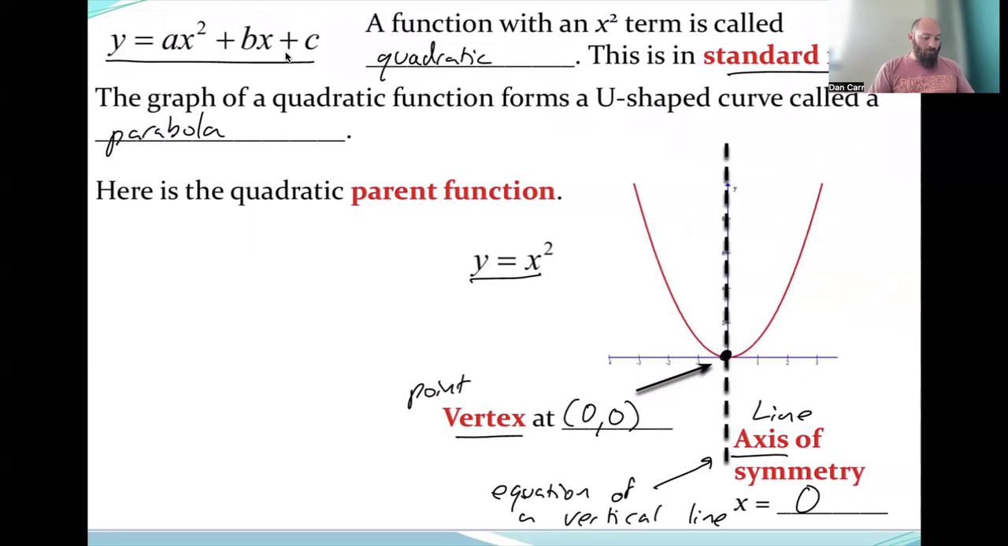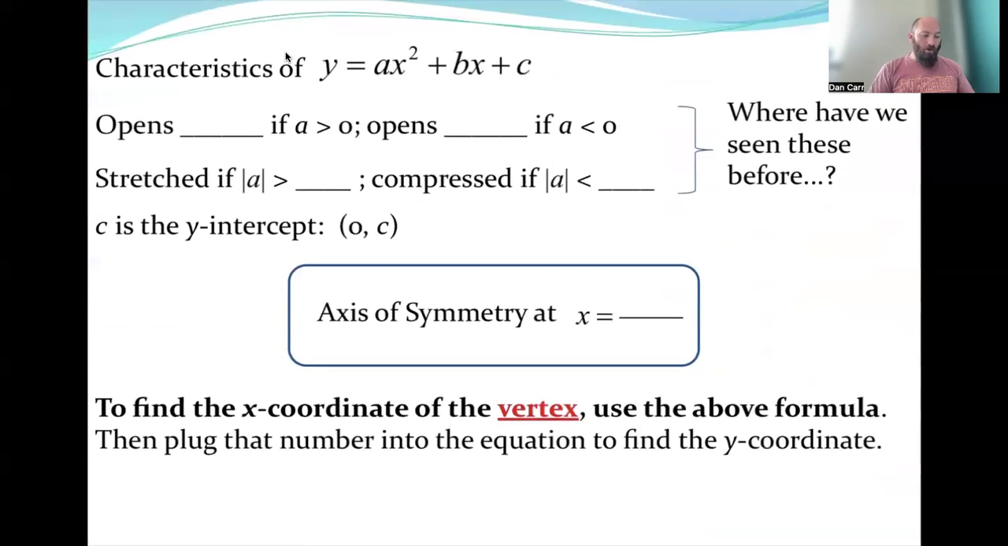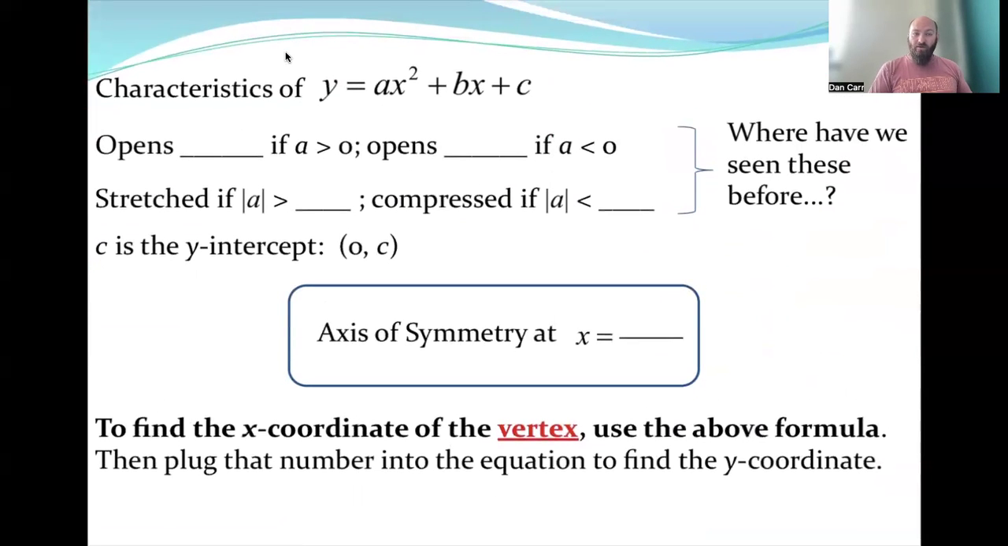Okay, so some more characteristics of our quadratic function. If it opens up, that means this a value is a positive number or it's greater than 0. And so when I say opens up, it means it looks like this. If it opens down, that's when a is negative or less than 0. So a parabola that opens down just looks like this. So we got a valley versus a hill.